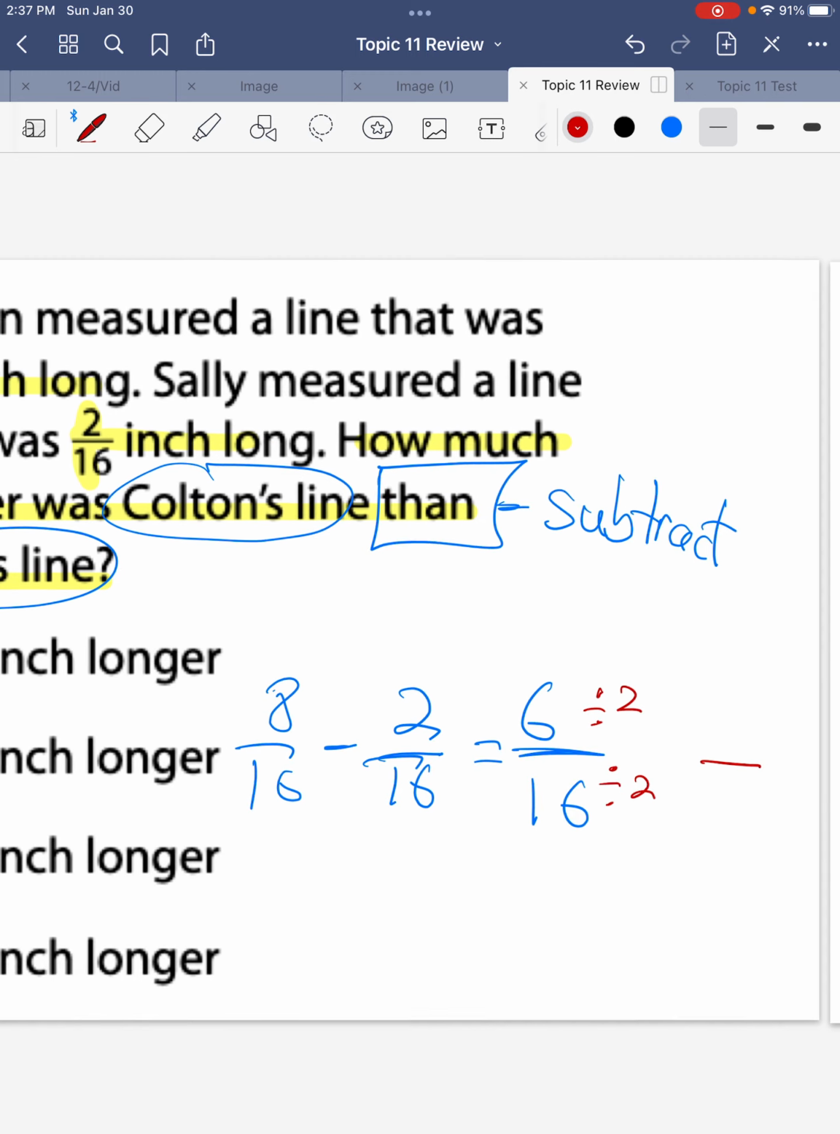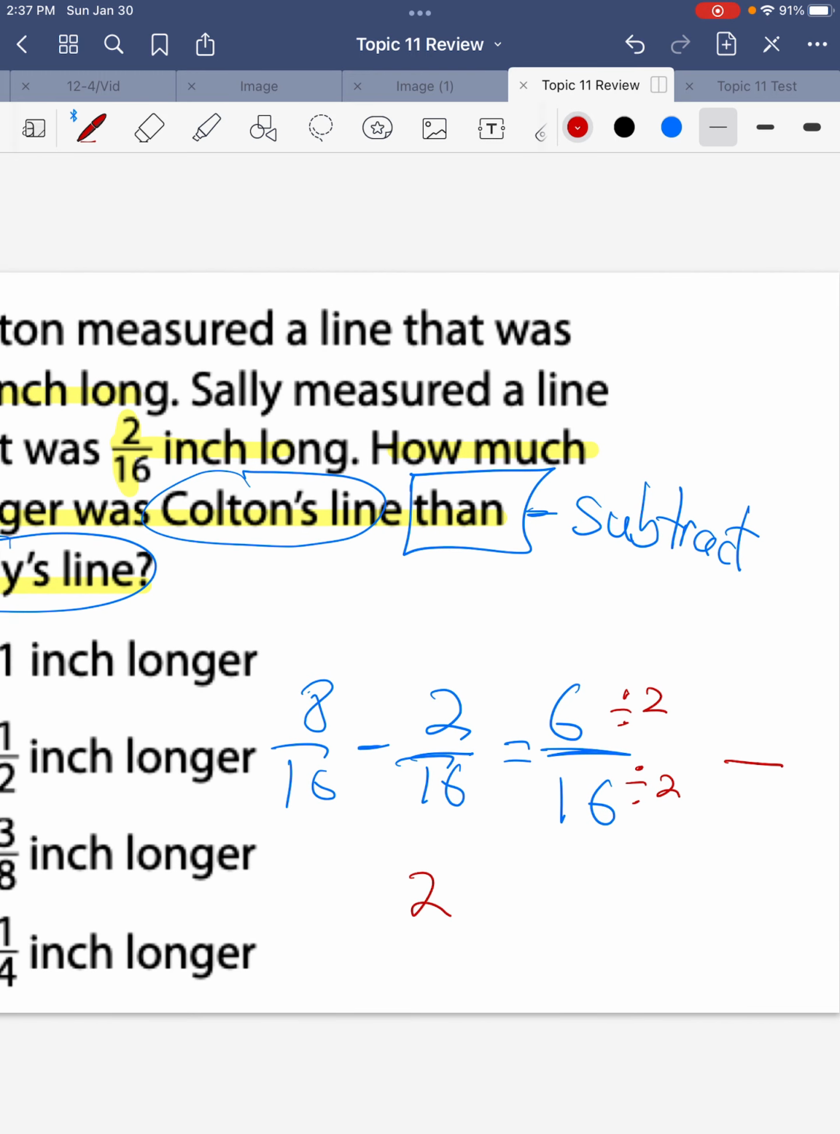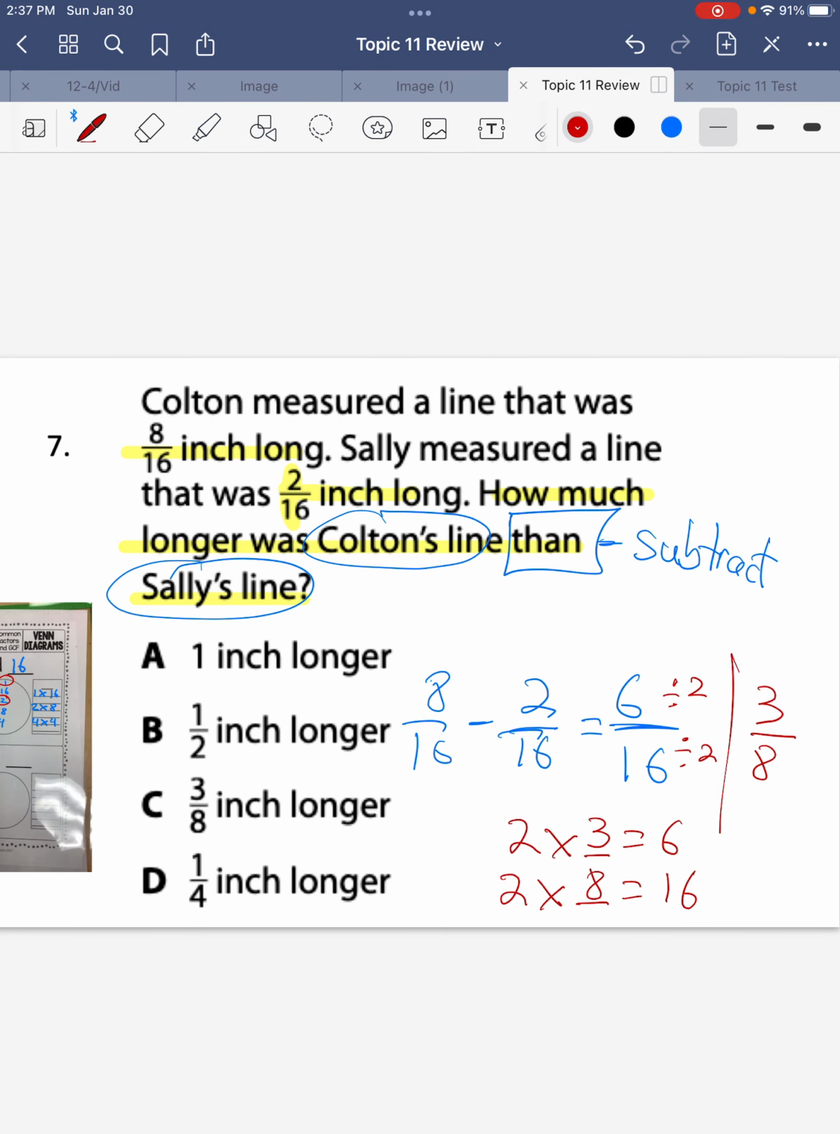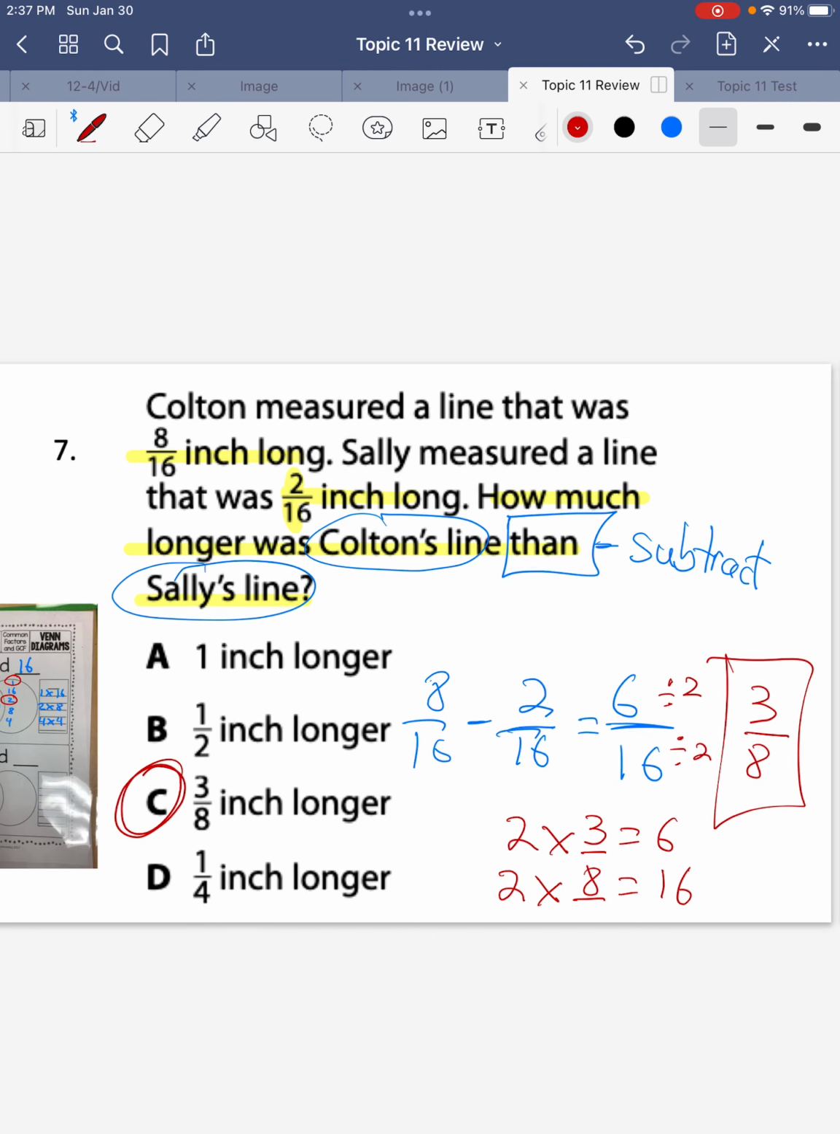Okay, 6 divided by 2. Remember, if you don't know, 2 times something gives me 6. That would be 3. Okay, 16 divided by 2, same thing. Something times 2 gives me 16. That would be 8. So now I'm looking for 3 over 8, and it's right here. My answer is C.